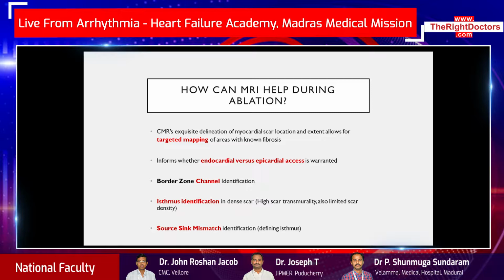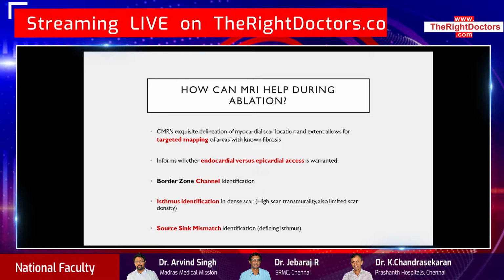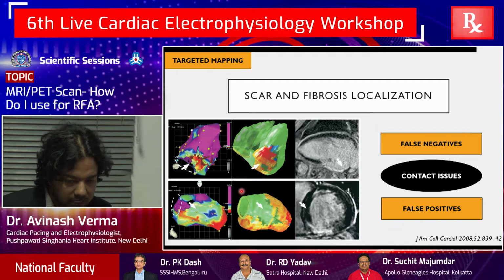So it tells you, but sometimes, like the case which has been shown here, your endocardial bipolar voltages are quite good, whereas your unipolar voltages conform to the presence of scar on the MRI. So your MRI tells you the extent of scarring. So scar and fibrosis localization.